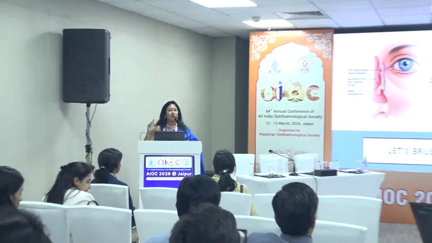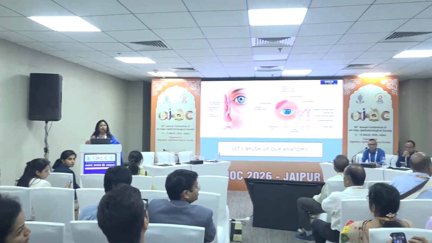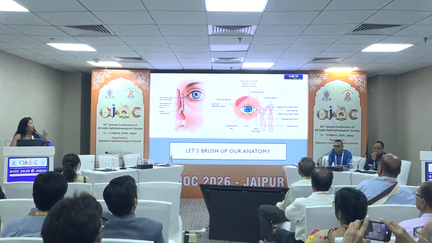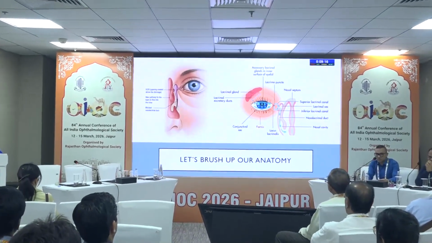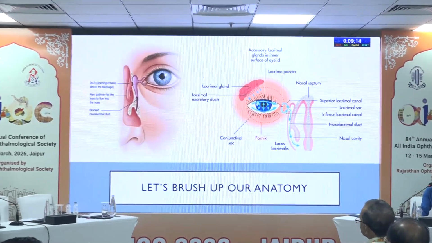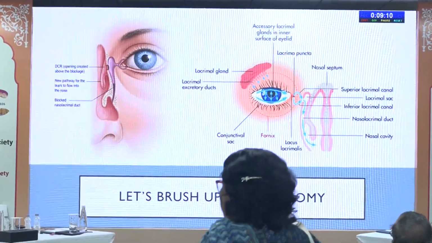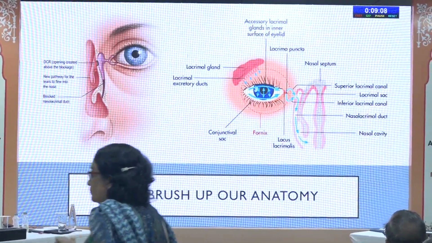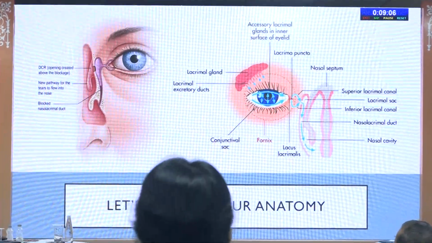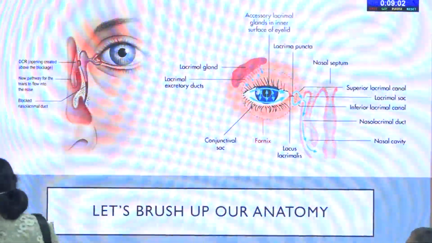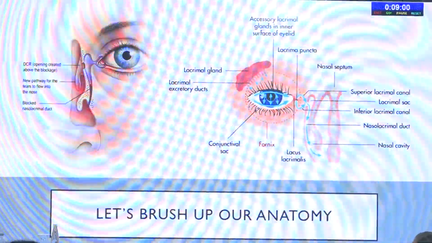Now, this is a structure that we are all familiar with. Do we have a pointer, please? Okay, we all know this structure that starts at the punctum, then continues as the canaliculus. You have the sac area and you have the nasolacrimal duct. Now, this opening is at the level of the inferior turbinate. But when we are doing a DCR, like in the first picture you can see, the opening is created at the level of the middle meatus.